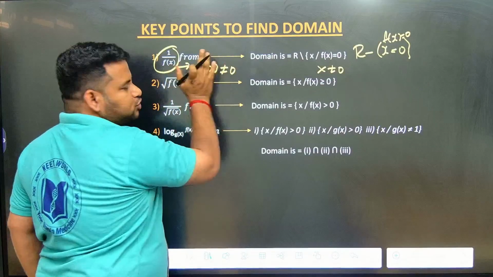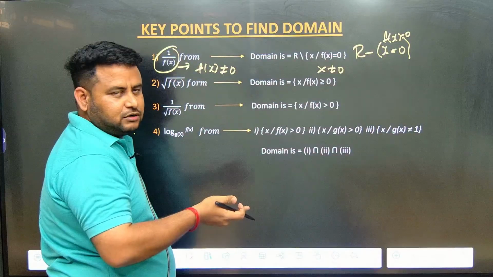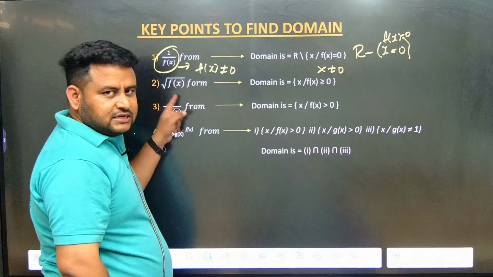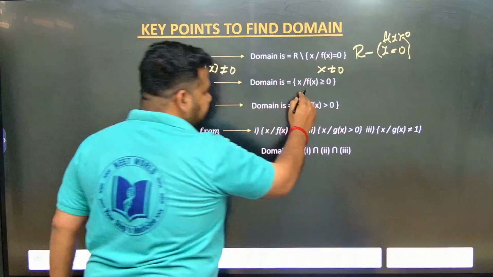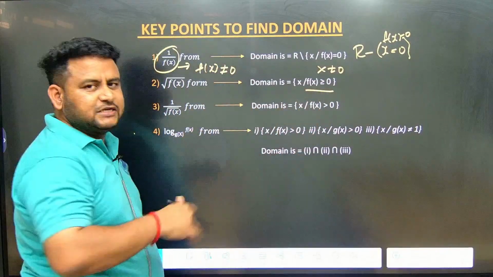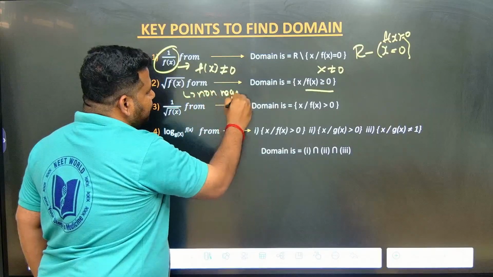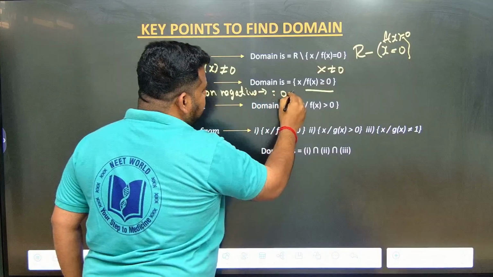Here the denominator should not be equal to 0, like how we write rational numbers, p by q, where q should not be equal to 0. In the same way, this denominator should not be equal to 0. What about the square root of f of x? The square root of any number should be greater than or equal to 0, that means it should be non-negative. Non-negative means what? It includes 0 also. Non-negative means it can be equal to 0 or it can be greater than 0.